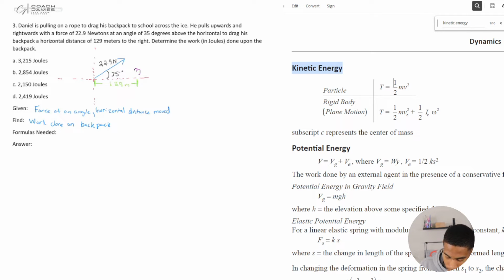But just imagine you moved your backpack horizontally by pulling a rope, right? Across ice. That's also important. So they also let us know there's ice, so there's no friction force occurring on this. So they want to know the work done in joules.